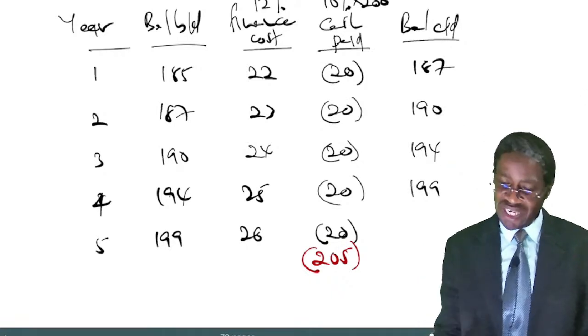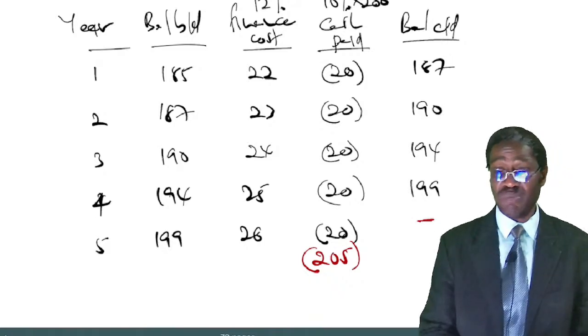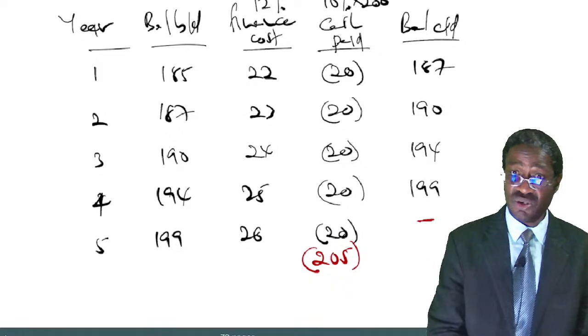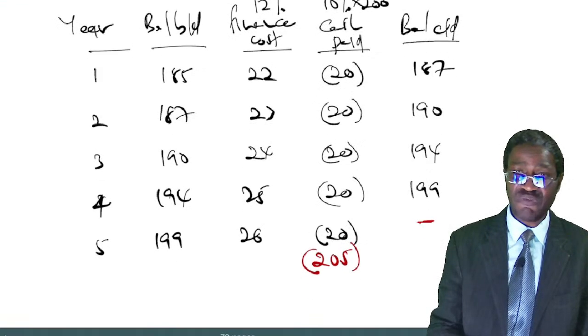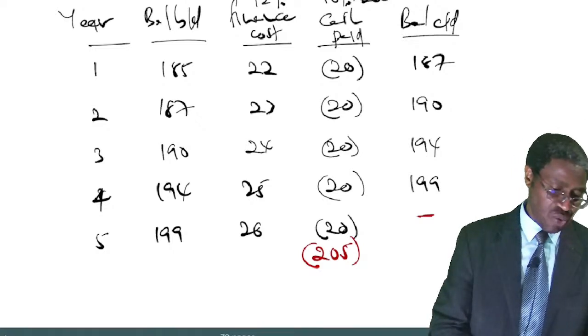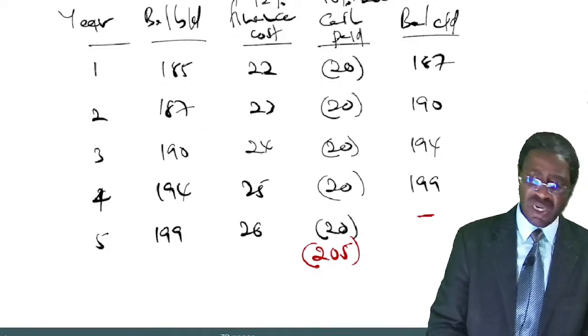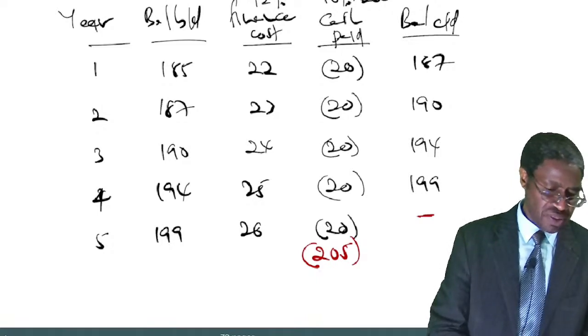Good. Once I do that, there should be no balance carried down. Now, let me confirm for the sake of practice, there should be no balance. If I take 199, I add 26, I minus 20, I minus 205, good.